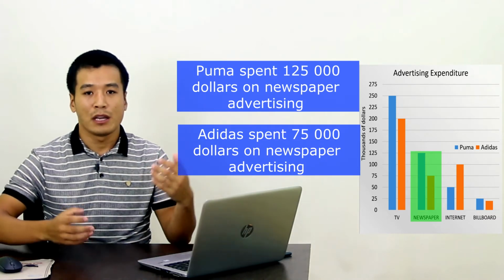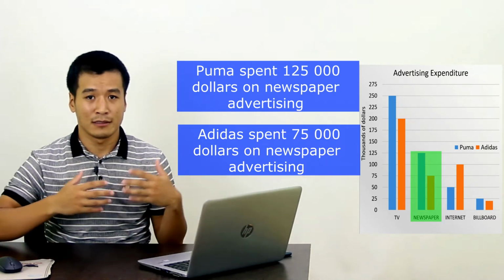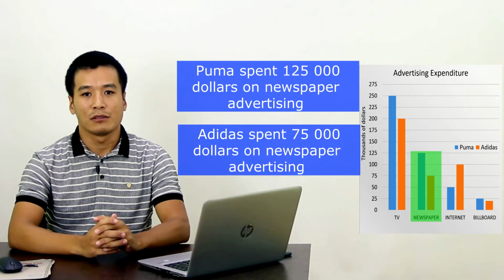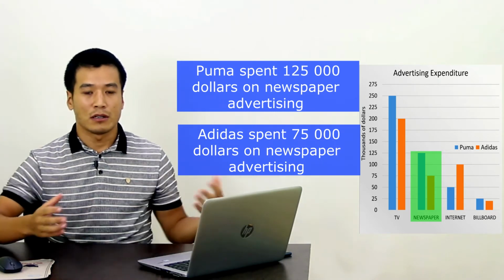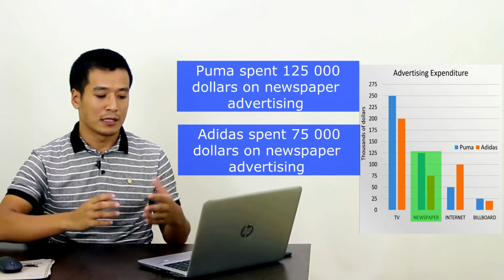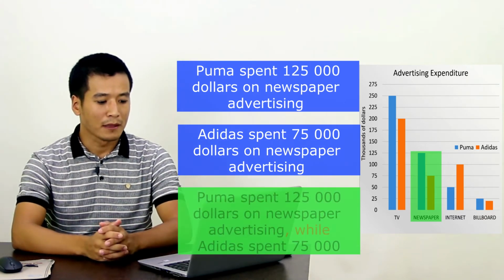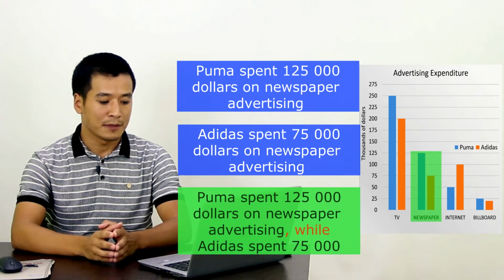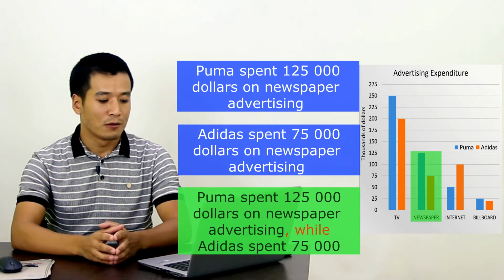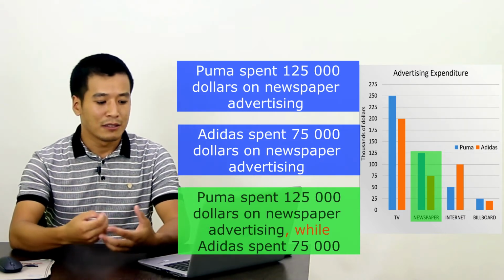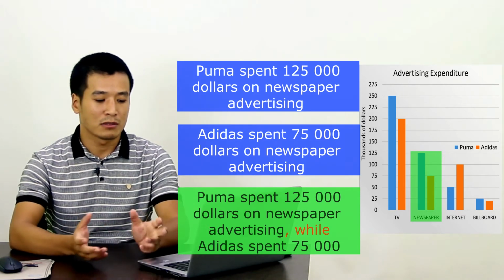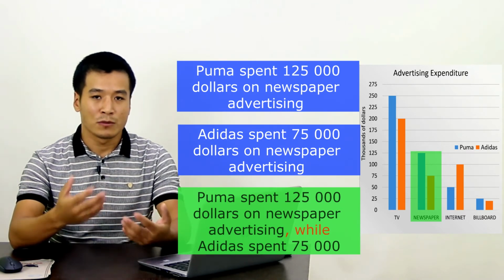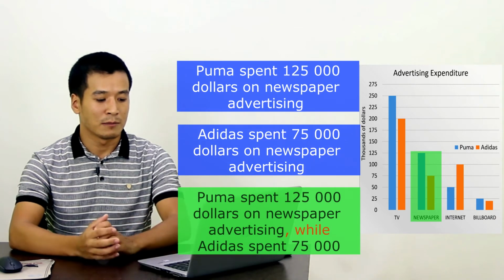So this is the way you're going to connect those 2 simple sentences to form a complex sentence. And you can connect those 2 sentences by using while and whereas. So let's try to combine those 2 sentences, and our sentence would look like this. Puma spent $125,000 on newspaper advertising, while Adidas spent $75,000. So you can see, making up a complex sentence isn't that difficult here. I'm using the word while, I'm just combining those 2 sentences, and as you can see, now I'm forming a more complex sentence, which will give me a higher mark than those 2 simple sentences.